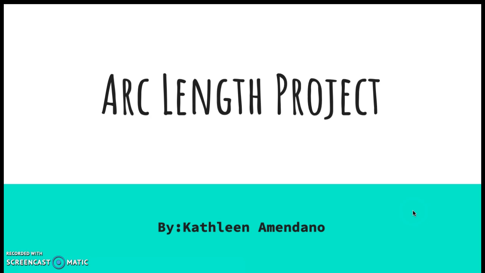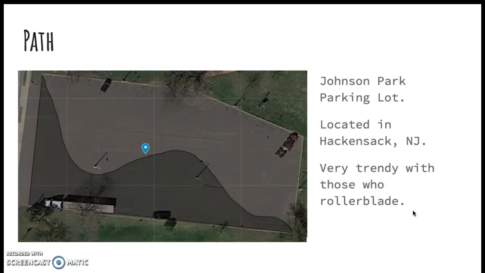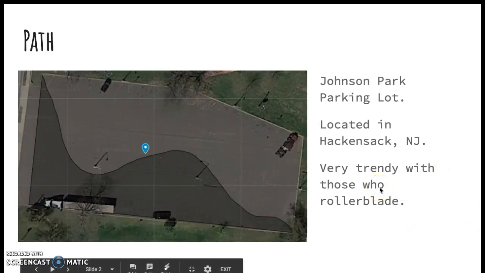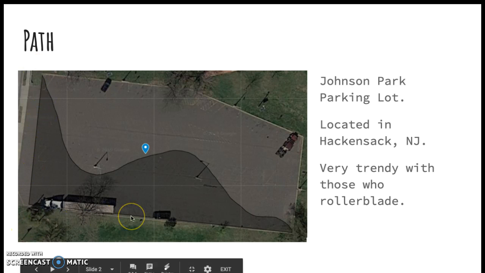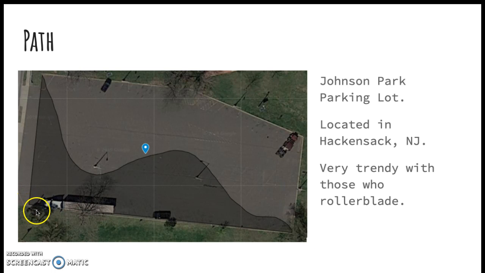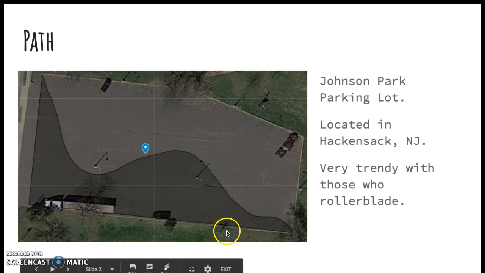arc length project. So to begin, the path I chose was a path in Johnson Park parking lot in Hackensack, New Jersey. This path is very trendy with those who just have begun to learn rollerblading. They would start at this point by a tree, and they will try to go in a straight line to the end point of the parking lot.